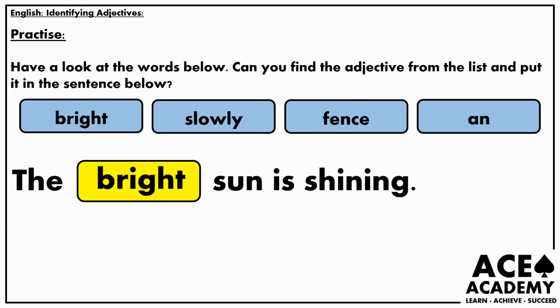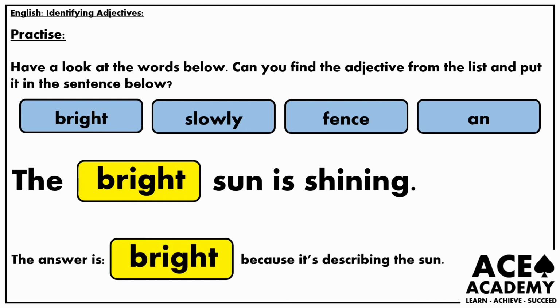That's right. Bright is the adjective. The bright sun is shining. The answer is bright because it's describing the sun.